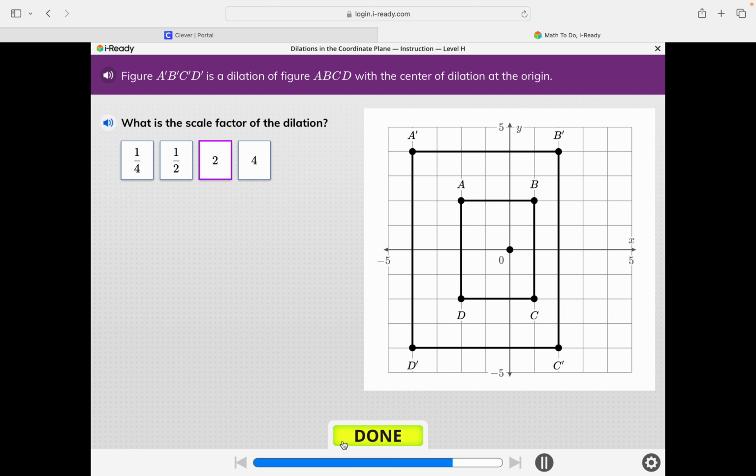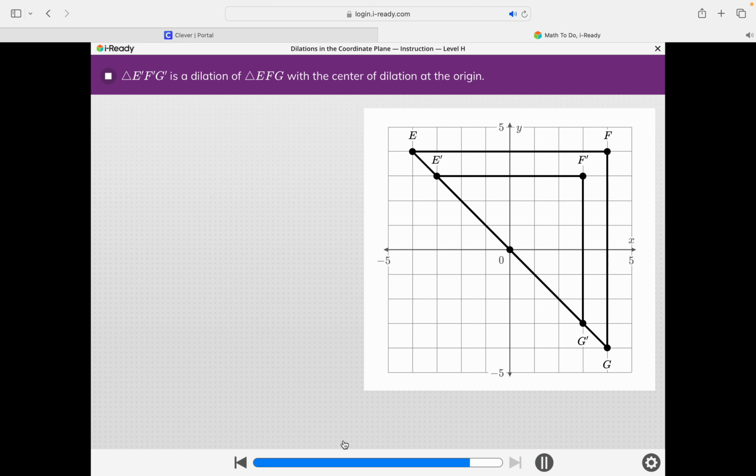Correct. Easy. I love easy math. Figure ABCD is dilated by a scale factor of 2 with the center of dilation at the origin. My favorite dilation thing to do is a triangle. Here is triangle E, F, G dilated around the center of dilation at the origin.